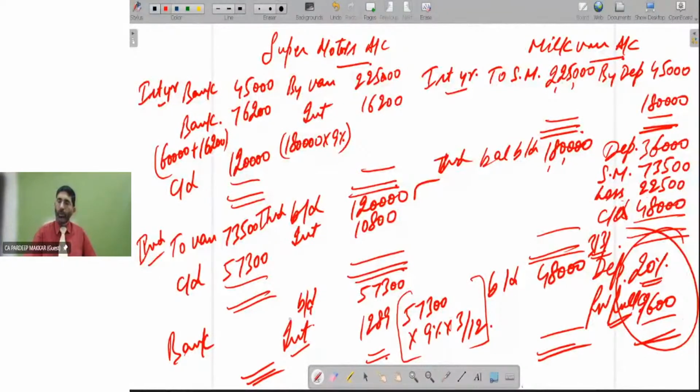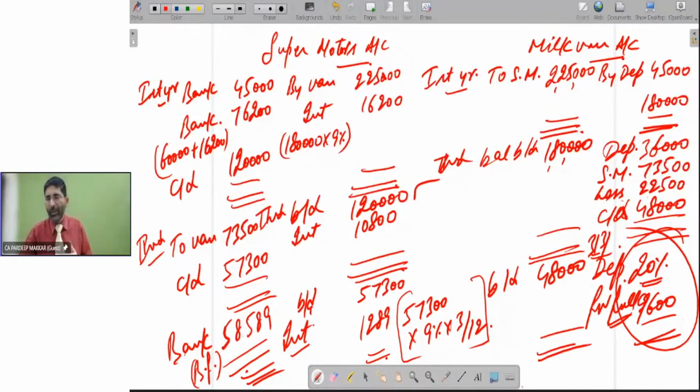1289 आ रहा है, 1289. सो पेमेंट कर देंगे 58,589. So this will be the payment to be made by us. It's clear. 1290 also you may take. अगर 1290 आ रहा है, जो भी आ रहा है वो आप नोट डाउन करके यहाँ पर कर सकते हो.